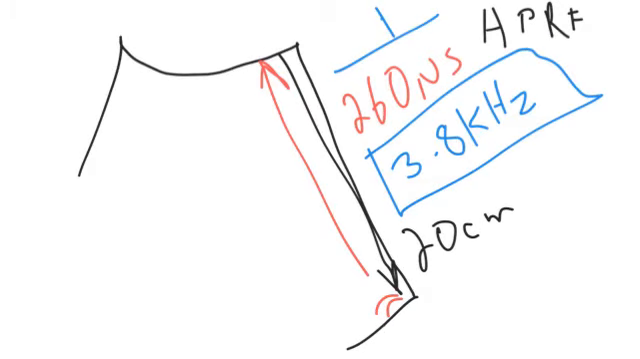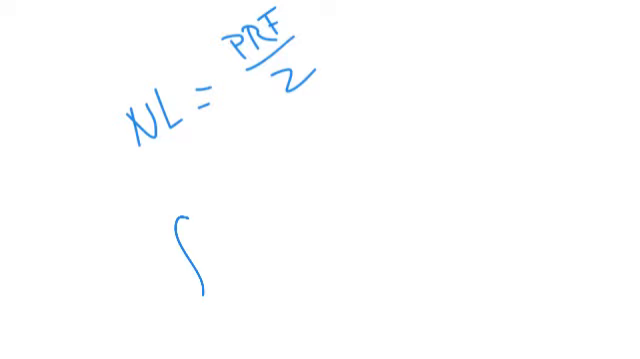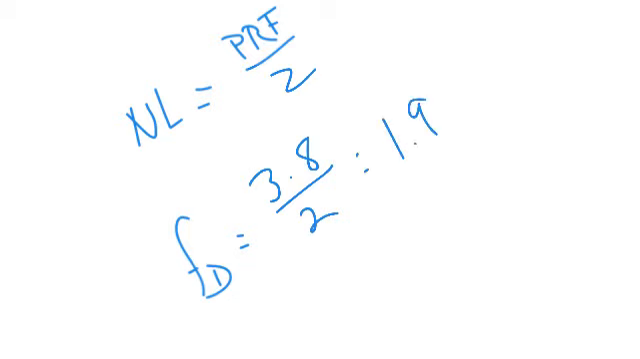3.8 kilohertz, and if we recall the Nyquist limit, that is the PRF over 2. So our maximum Doppler shift would be the PRF over 2, which would be 3.8 divided by 2, or about 1.9 kilohertz. Okay, and so that's the maximum Doppler shift we would be able to have at 20 centimeters deep.